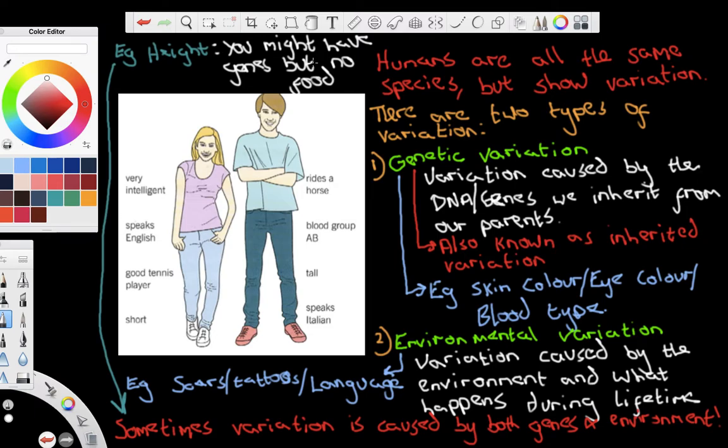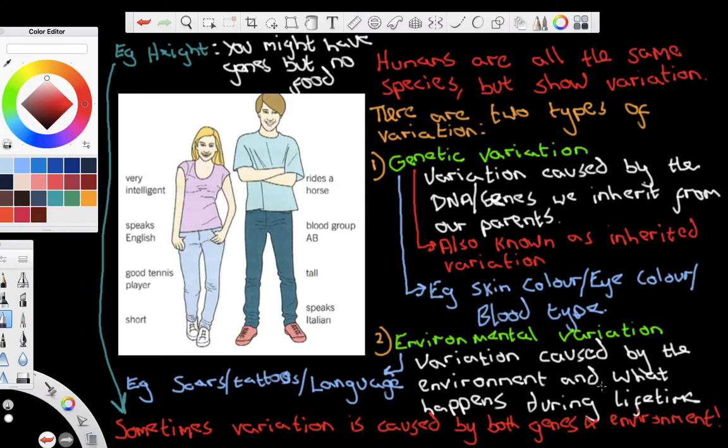Okay? So there's two types of variation. This is shown in humans because we're the same species. We just show variation. There's genetic variation, which is caused by our DNA, our genes that we inherit from our parents. We cannot change our genetic variation. And our environmental variation, which is variation caused by the environment and what happens to us during our lifetime. These are things like scars, tattoos, language spoken.